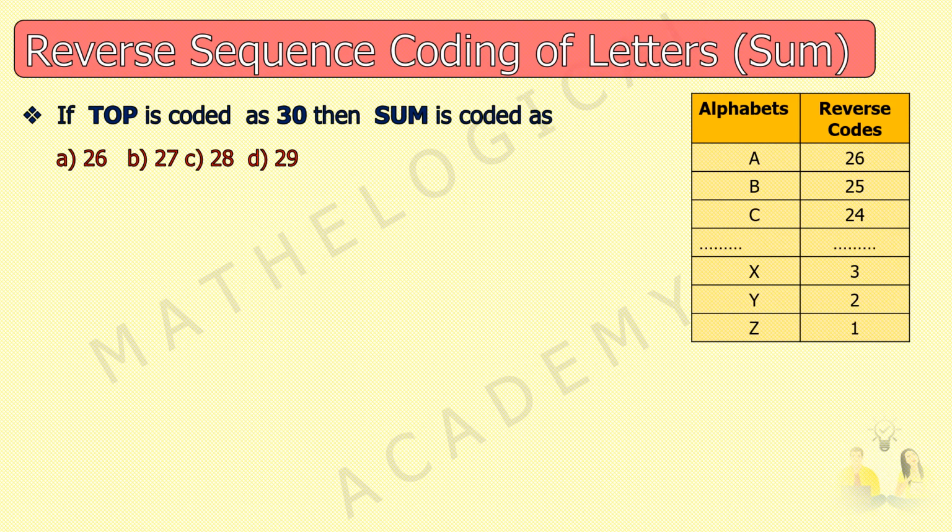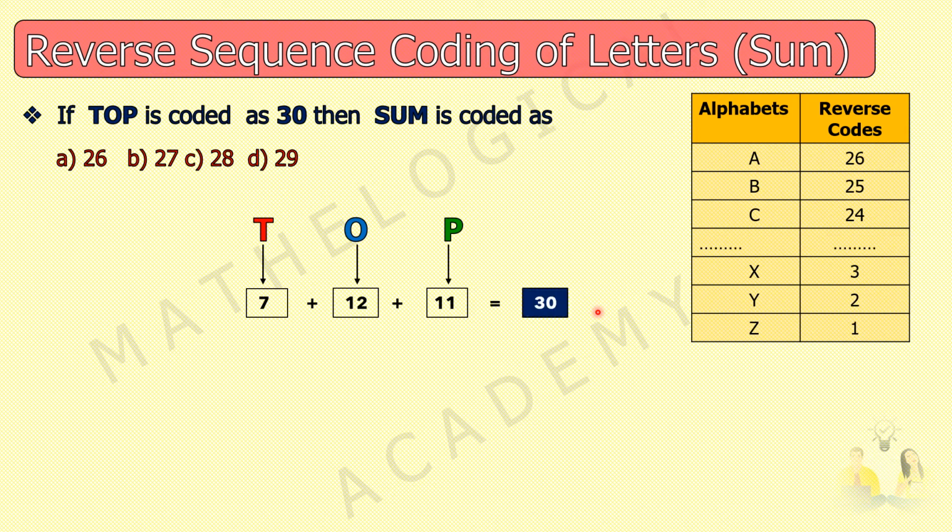Next pattern is reverse coding of letters. So here, as we have seen, we can either number the letters by their serial number, that is A is 1, B is 2, C is 3, or we can number them in reverse, that is A will become 26, B 25, C 24. We'll have to check for those. So here top is coded as 30. You can first check with the normal serial numbers of T, O and P, but we'll not get this combination with that. So let's try with the reverse serial numbers, which are 7, 12, 11 for TOP. We add them and the answer is 30.